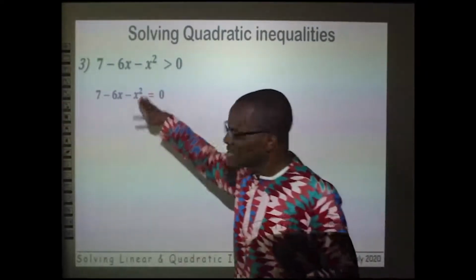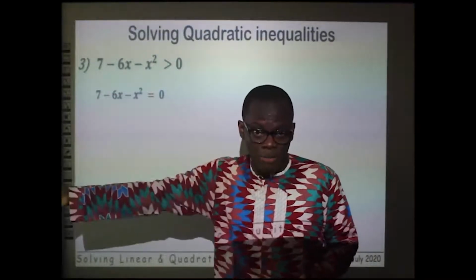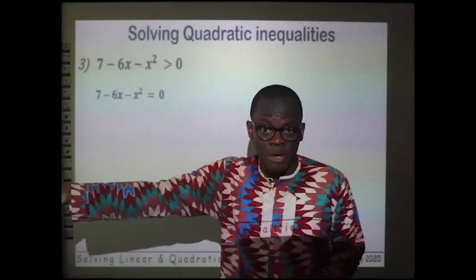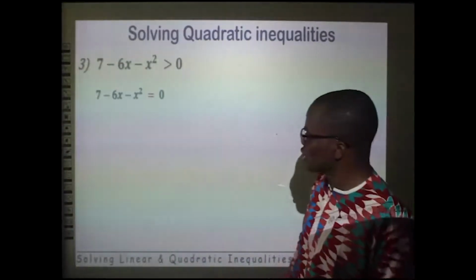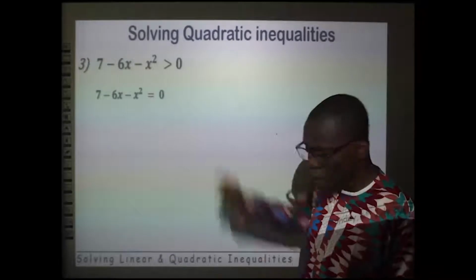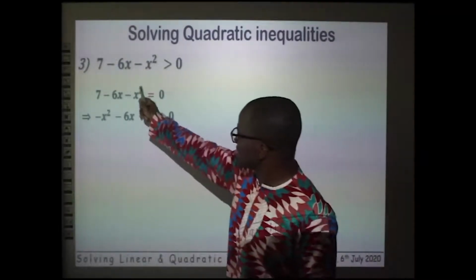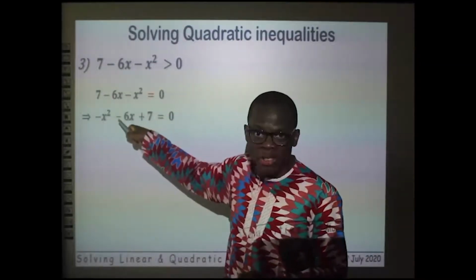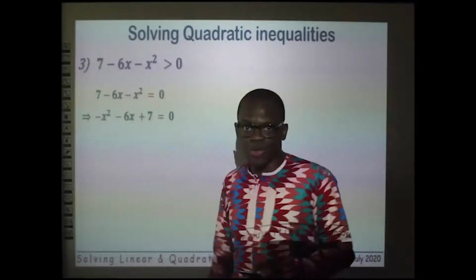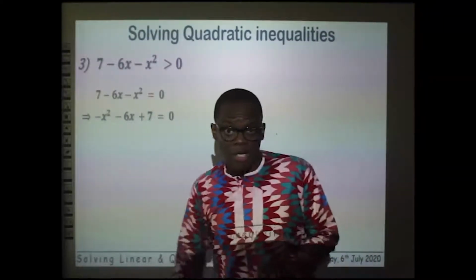So you have to slightly rearrange this in that order, where the quadratic term comes first, next the linear term, and last but not least the constant. When you rewrite this properly, you will have minus x squared, which is the quadratic term, minus 6x, which is the linear term, plus 7 is equal to 0. Now let's see if we can solve that quadratic equation.